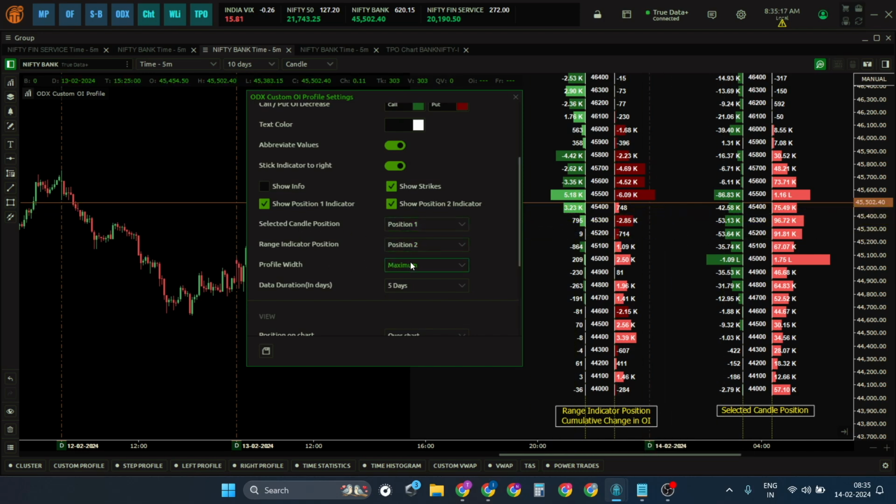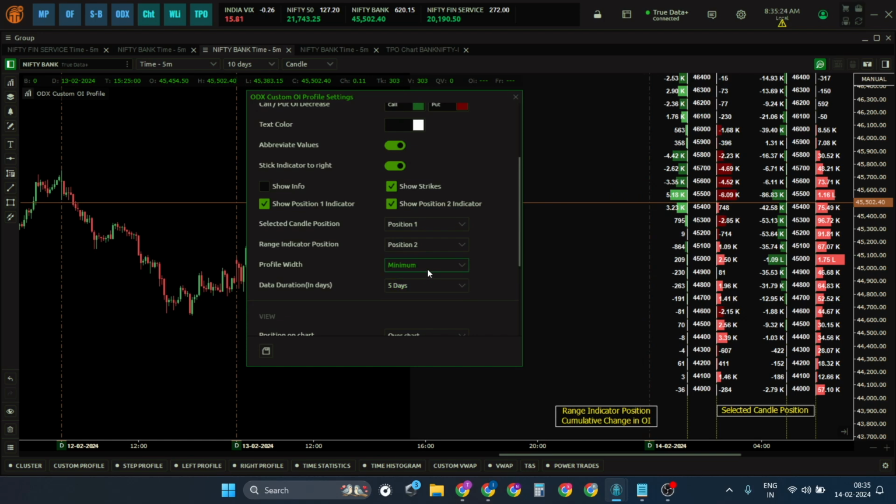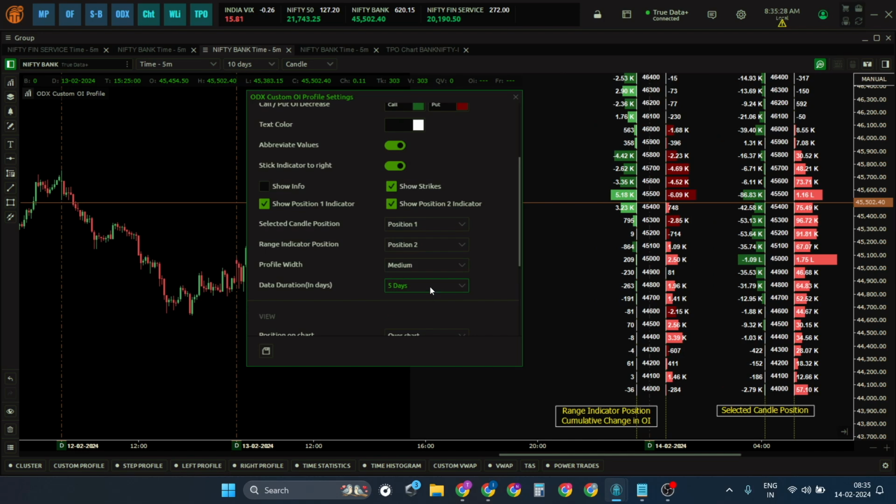Coming to profile width: if you keep the medium it will be like this, if you keep minimum it will be like this, and if you keep maximum it will be like this. I usually use the medium, and you can choose according to your screen size.